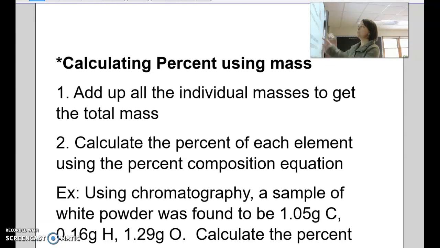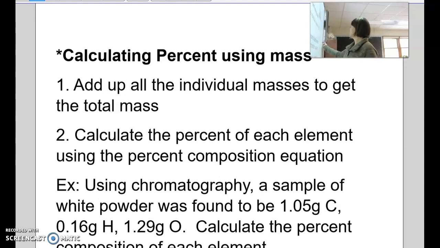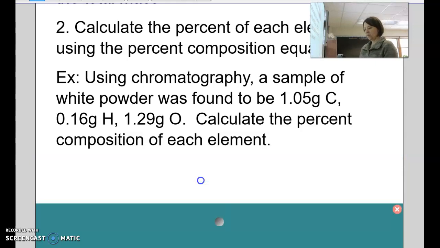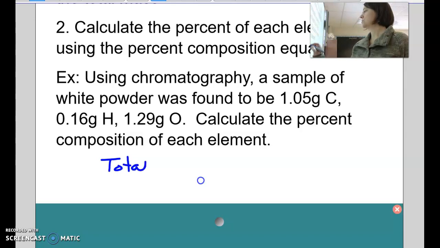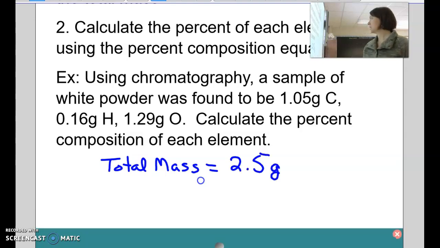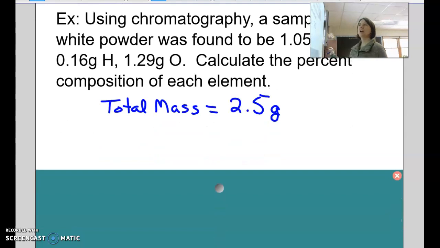So first thing we're going to do is add up all the individual masses. Getting out my calculator, the total mass is equal to 1.05 grams plus 0.16 grams plus 1.29 grams, and that gives me 2.5 grams. Alright, so now I need to figure it out for each element.